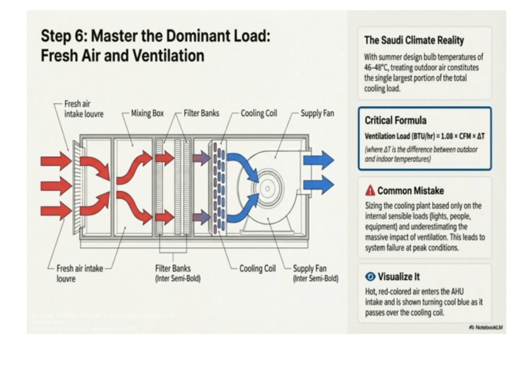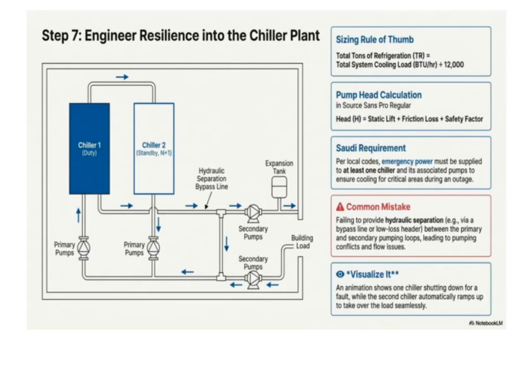Now, let's look at how we determine the total load for the chiller plant. We use this simple formula: TR equals the total load divided by 12,000. This helps us size the equipment properly and ensures efficiency. Next, when we talk about pump head, H, it's made up of three main components: static head, friction losses, and a safety factor.